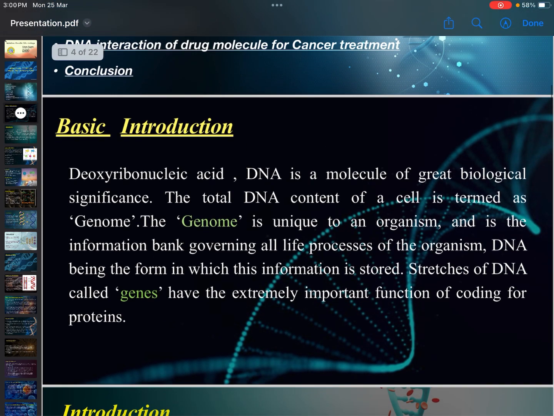So as you can see on the screen, DNA stands for deoxyribonucleic acid, a molecule of great biological significance. The total DNA content of a cell is termed the genome. The genome is unique to an organism and is the information bank governing all the life processes of the organism. DNA being the form in which the information is stored, structures of DNA called genes have the extremely important function of coding for proteins.